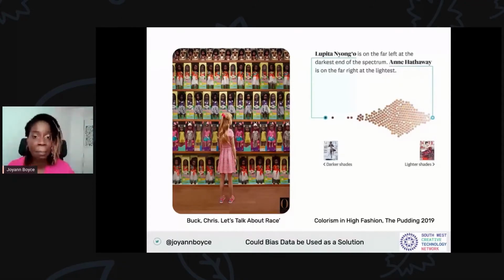In a study done by the Pudding in 2019, they looked at the past 19 years of the covers of Vogue, and then they charted this using machine learning in terms of the complexion of the covers and the models on the covers. What they found is that there was a bias to lighter skin tones. Essentially, there was colorism within the covers of the magazines.